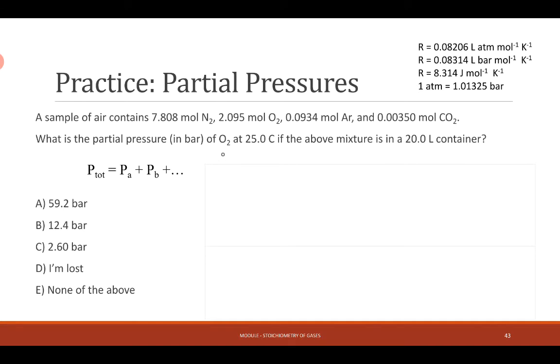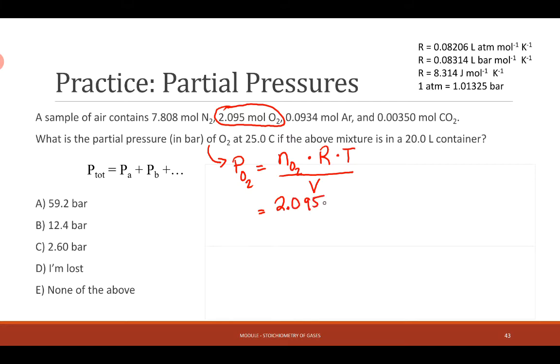Okay, so I know that my partial pressure of oxygen is going to be equal to my moles of oxygen times R times T divided by my volume. That's my ideal gas law. And so my moles of oxygen are 2.095 moles of oxygen. And then since it wants my pressure in bars, I'm going to use this value of R. That way my unit of pressure will be in bars in the end.